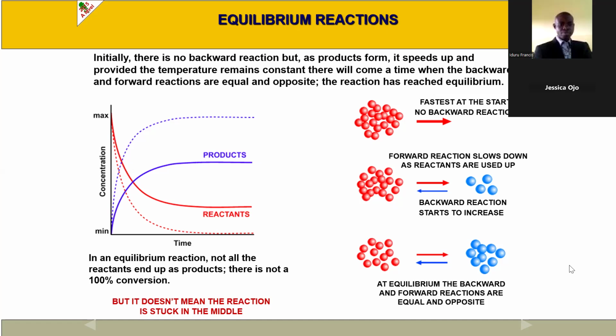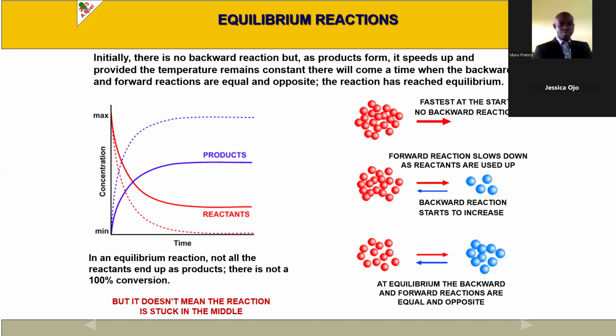But when we have equilibrium between the two of them, you have the two unbroken lines. Okay, they're a little bit different. So in an equilibrium reaction, not all the reactants end up as product. That is why you're having the unbroken line. Not all of them will end as product because there is a reversible reaction going on.